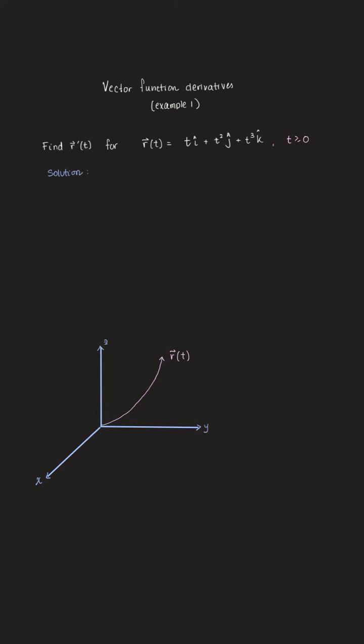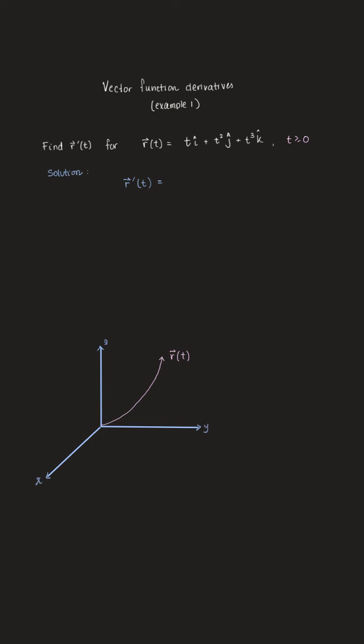Let's do our first example of taking a derivative of a vector function. As we saw in the previous video, taking derivatives of vector functions can be done by taking the derivative of each component. So here we have r of t is ti plus t squared j plus t cubed k. And so the derivative will be the vector obtained by taking the derivative of each component.